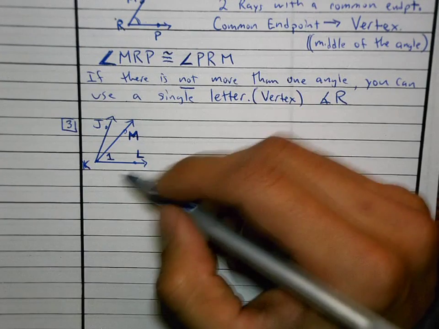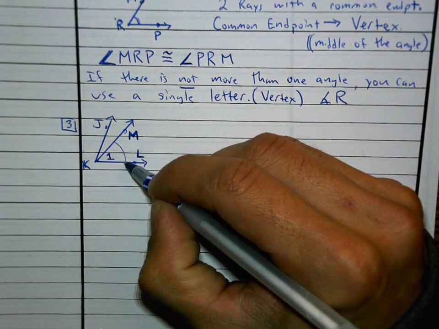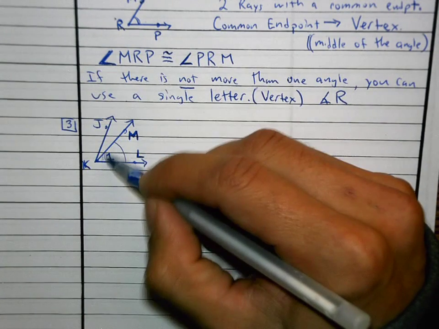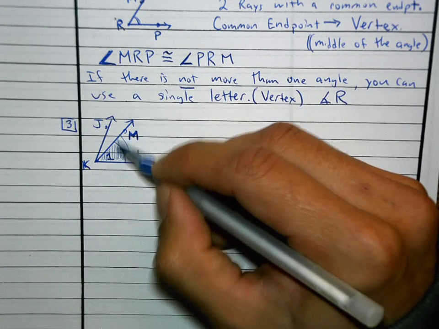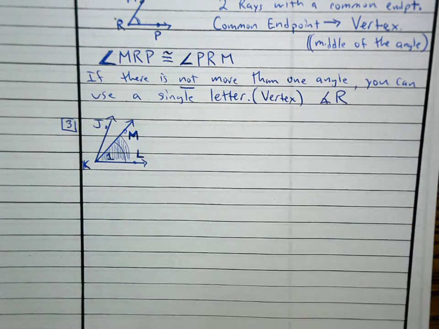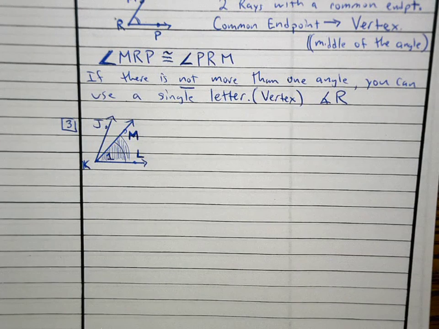Then it actually has this angle right here, just like this, and it's kind of shaded just a little bit. So I'm going to shade it for you guys. The direction is going to say, name the shaded angle. Okay?